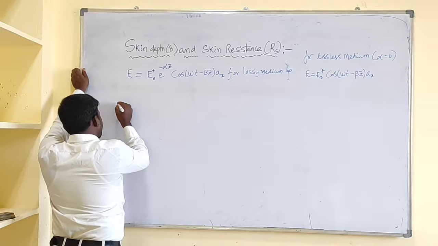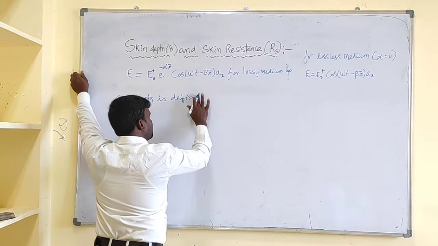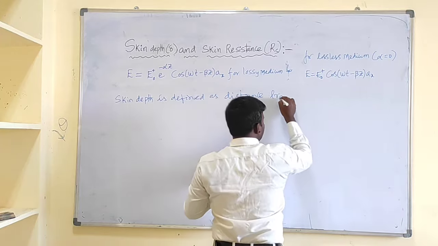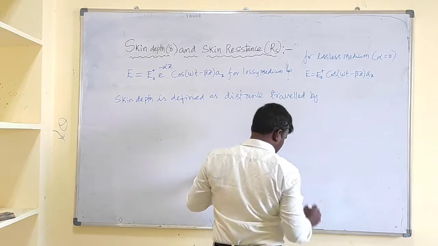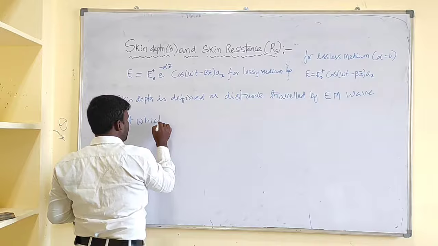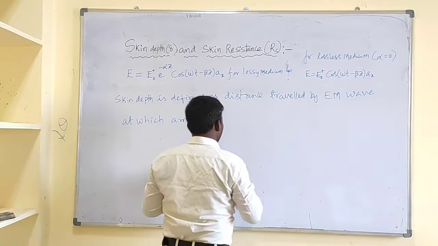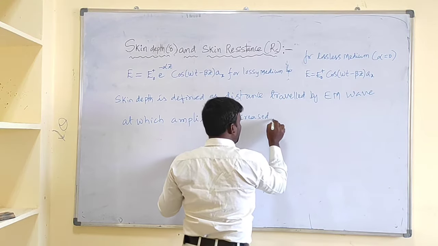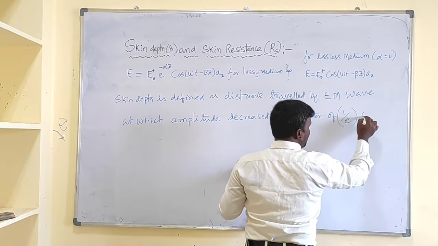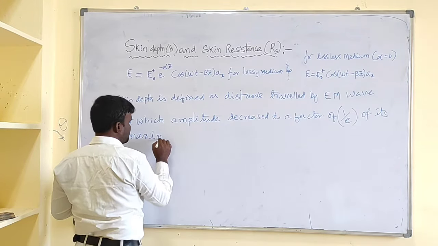So basically, skin depth is defined as the distance traveled by an EM wave, that is an electromagnetic wave, at which the amplitude decreased to a factor of 1 by E of its maximum value, or initial value.